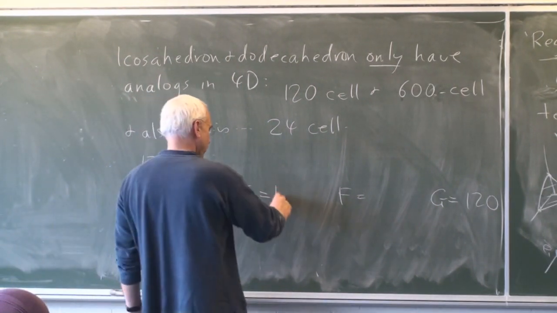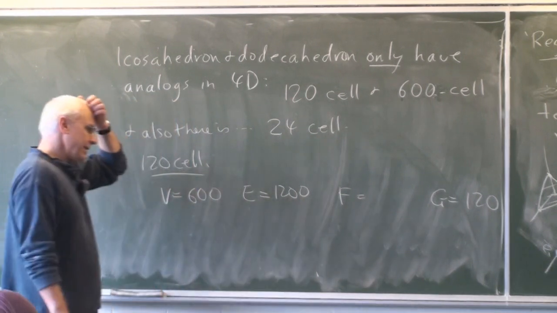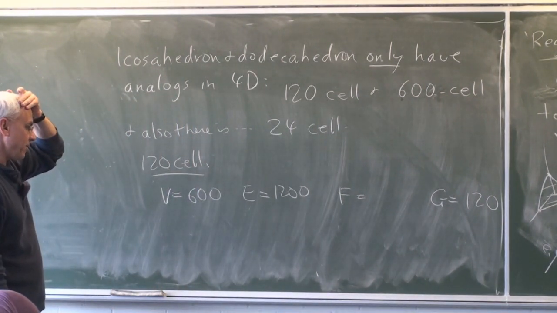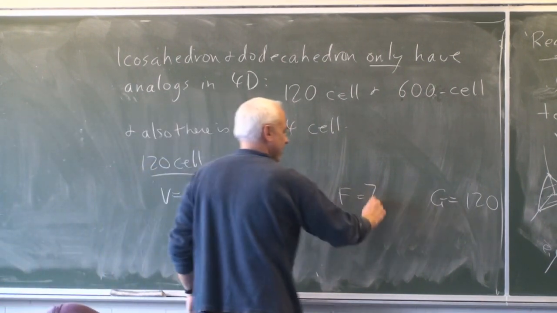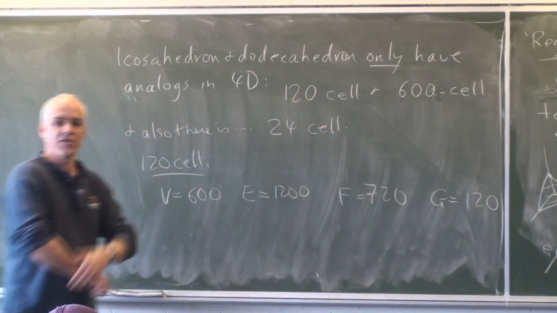I think one of them is 1,200. That might be 1,200. Okay, I should be able to figure this out now. 1,320, 1,720. Okay, 720, that sounds right. Okay, I think those are the numbers.